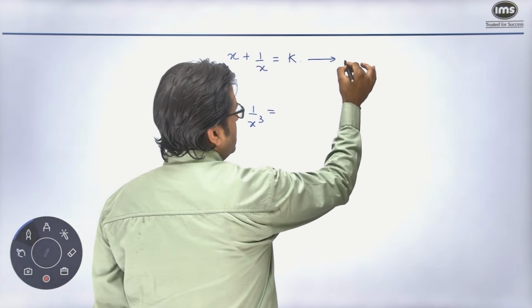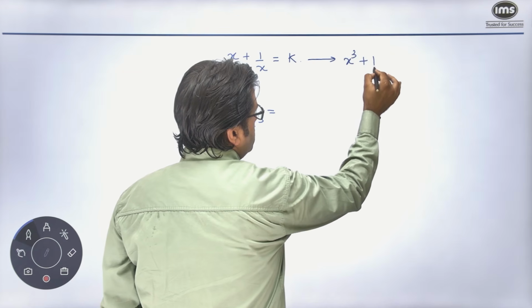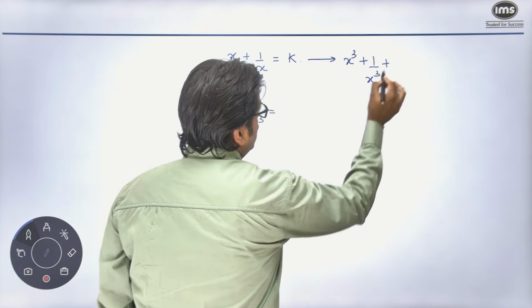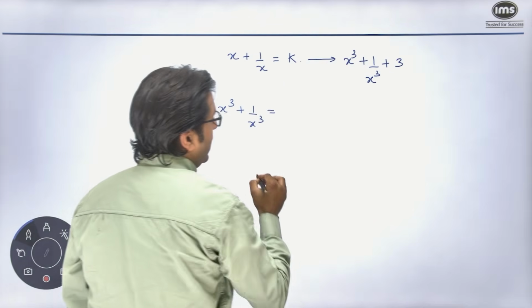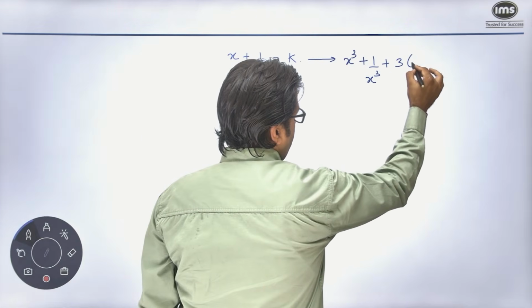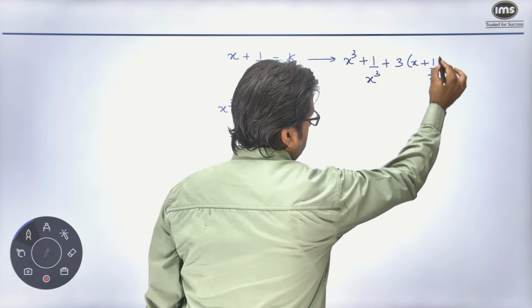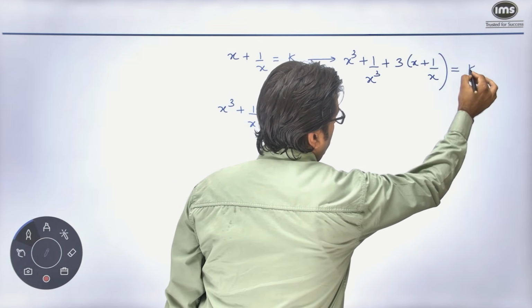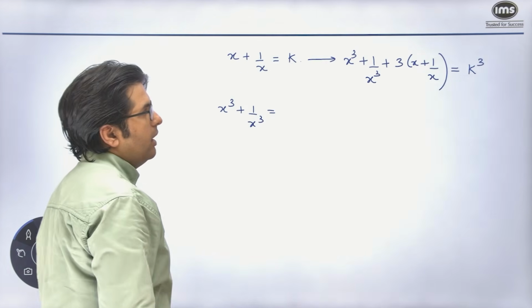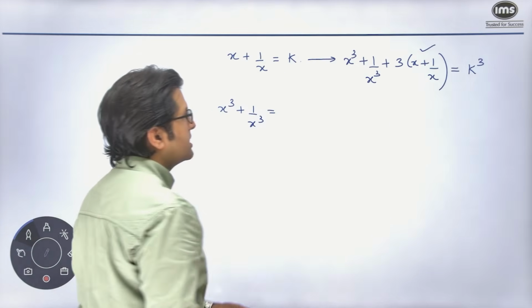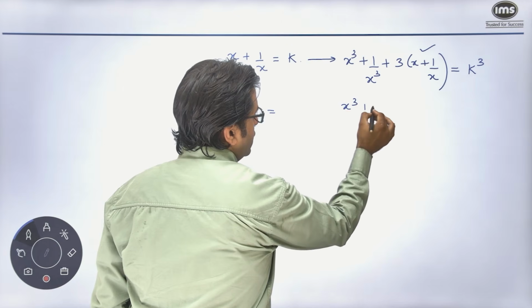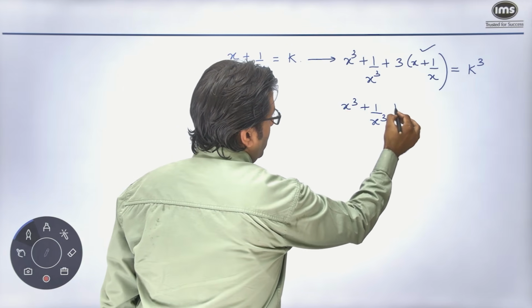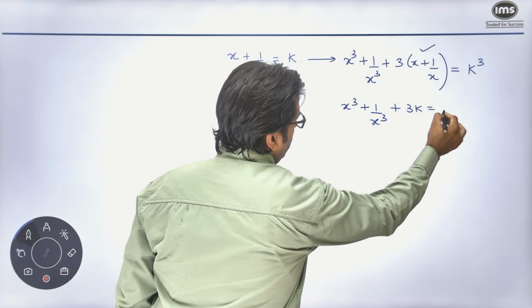What will be the left hand side? It will be x cube plus 1 by x cube plus 3ab. So what is 3ab? 3 into x into 1 by x, that would get cancelled. We'll just get 3 into a plus b. So that is x plus 1 by x. This is equal to k cube. Now we already know x plus 1 by x is given to us as equal to k. So we just need to substitute that. I get x cube plus 1 by x cube plus 3k is equal to k cube.